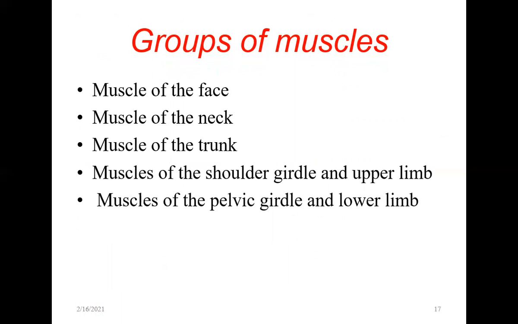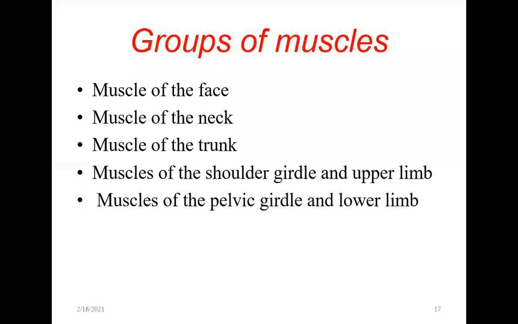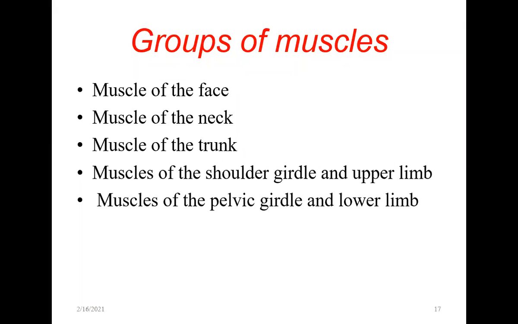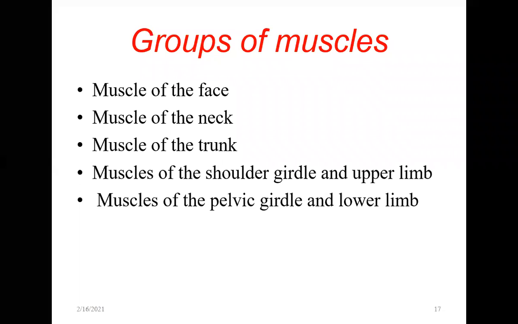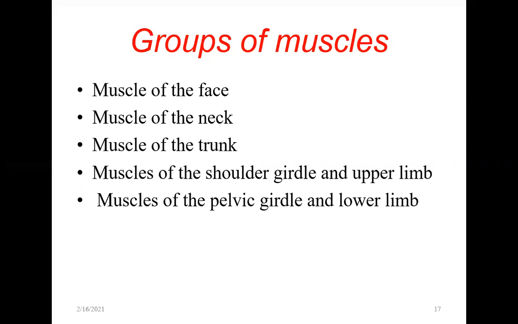This is what we'll study today. We'll not go further. We'll stop here. In the next class, we'll study each group of muscles. Okay, we have studied the types of muscle. There are three types of muscle basically: smooth muscle, skeletal muscle, and cardiac muscle. And now we studied the typical features of a skeletal muscle. It has a belly, tendon, origin, and insertion.